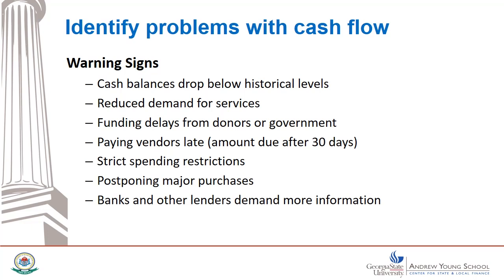Watch for signs of cash flow problems, including these. Cash balances have dropped consistently below historical levels. Or, demand for services has dropped, meaning fewer clients are being served, so less money is being taken in from client payments. Or, there's a significant delay in receiving grant funding transfers. Or, payments to vendors are consistently late, since most vendors want to be paid within 30 days. An increase in amounts owed over 30 days is a warning sign.